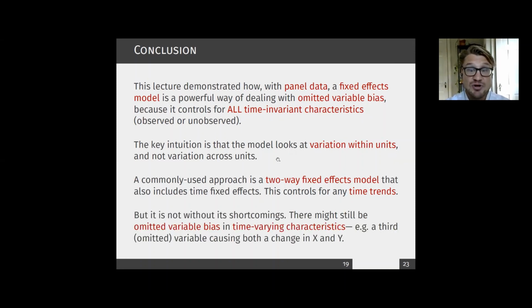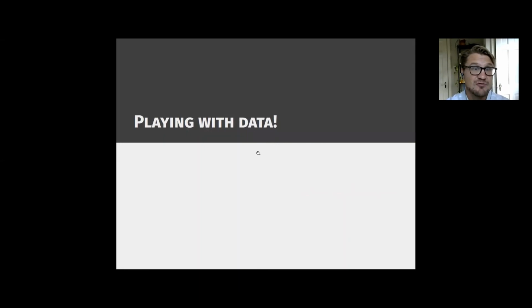It's commonly represented in a two-way fixed effects model, where you include controls for both the units themselves, the cities, and also the time periods, which controls for any time trends that might be in the data. But it has its own shortcomings because there might still be omitted variable bias from time varying characteristics, i.e. a third omitted variable causing both a change in X and a change in Y. That's it for now. In class, we will be playing around with data to get a better feel for the intuition of how this model works. Thank you.